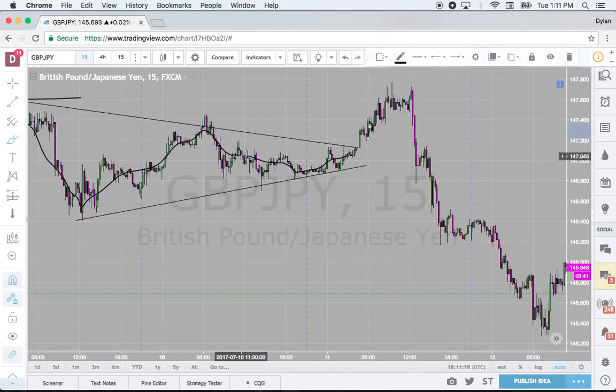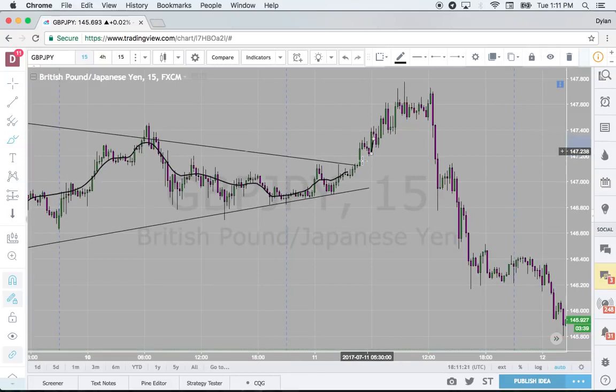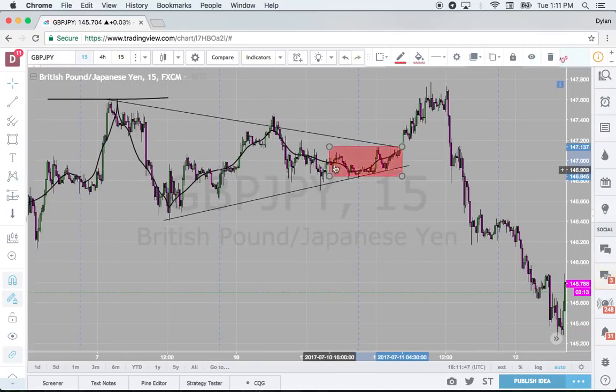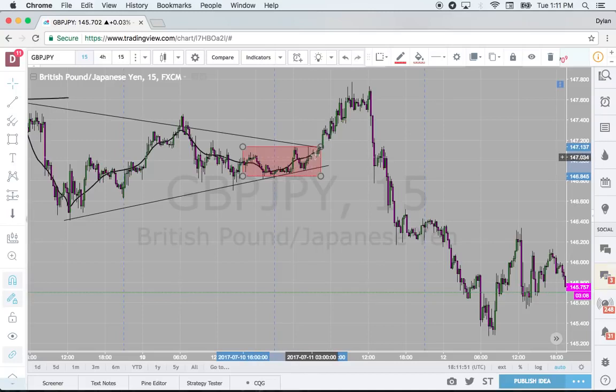You'll see the tip of this wedge will form in Asian session. Asian session we know to be the session in which we have that consolidation period, and it would make sense that the tip of the wedge would form in Asian session for that consolidation, the very tight range of consolidation. Now, what happens after Asian session?